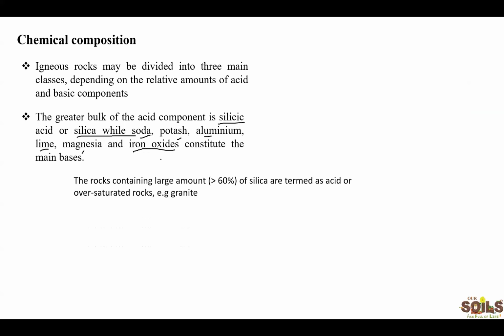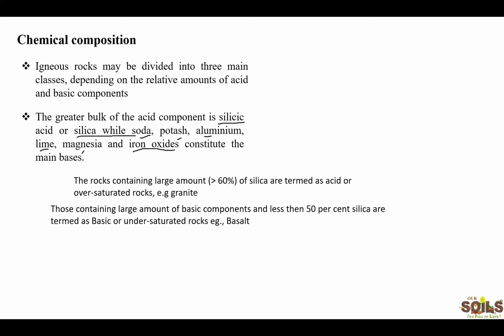As these are repetitions, if a rock consists of more than 60 percent silica, it is called an acid rock. And if it is less than 50 percent, I'm giving a very overall picture, because we have already discussed this in the previous slide.